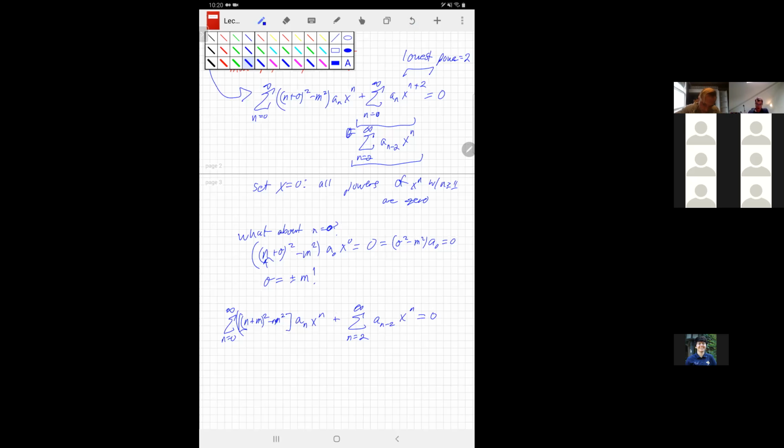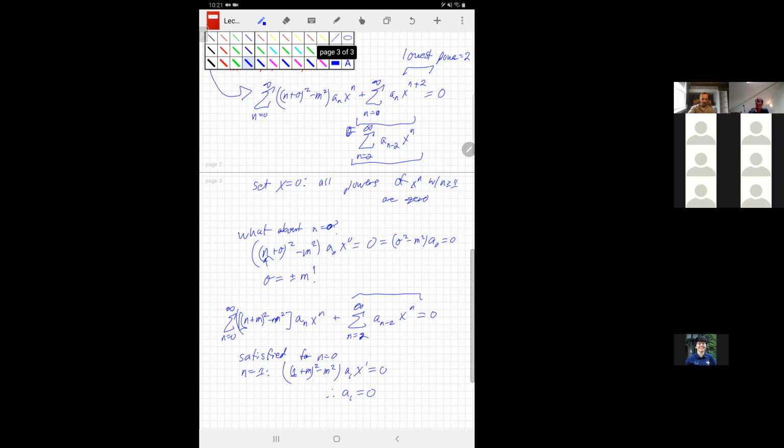Okay, this has to be true for all powers. Now, we already know that this equation is satisfied for n equals 0. For n equals 1, is there an x to the 1 in the second series? Nope, because that index starts from 2. So we're going to have 1 plus m squared minus m squared times a1 x to the 1 equals 0, which is only guaranteed if a1 equals 0.